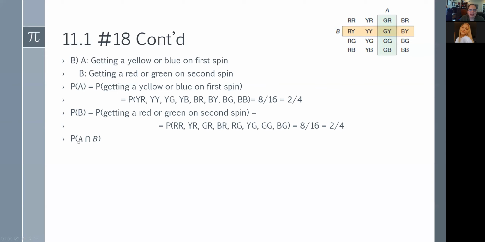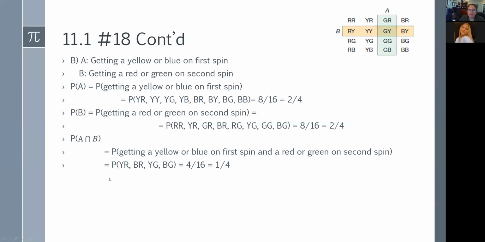And the probability of A intersect B. So that's going to be both of these things happening. That's going to be the probability of getting a yellow or blue on the first spin and a red or green on the second spin. So there's not very many ways for that to happen. We could get a yellow and a red, or a blue and a red, or we could get yellow and green, or blue and green. So there's only 4 outcomes out of the 16 possible outcomes. And that reduces down to 1/4.